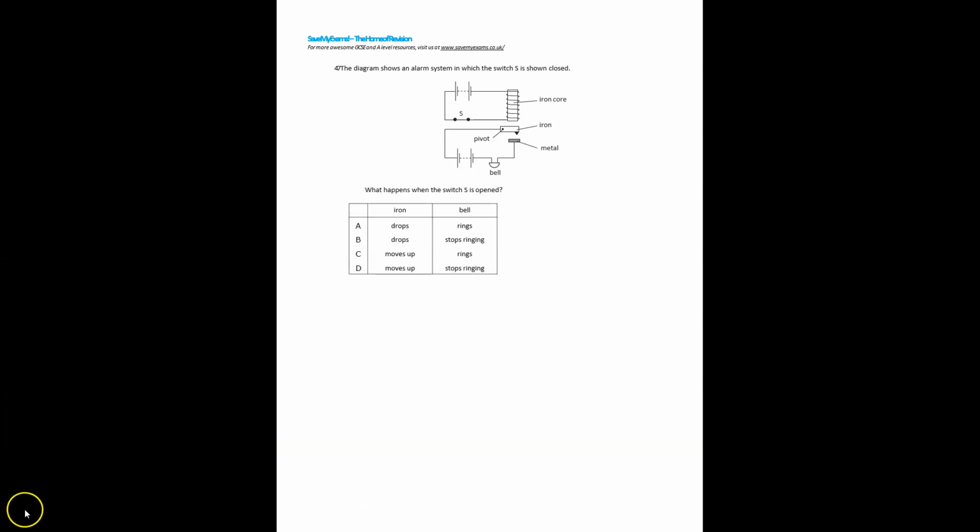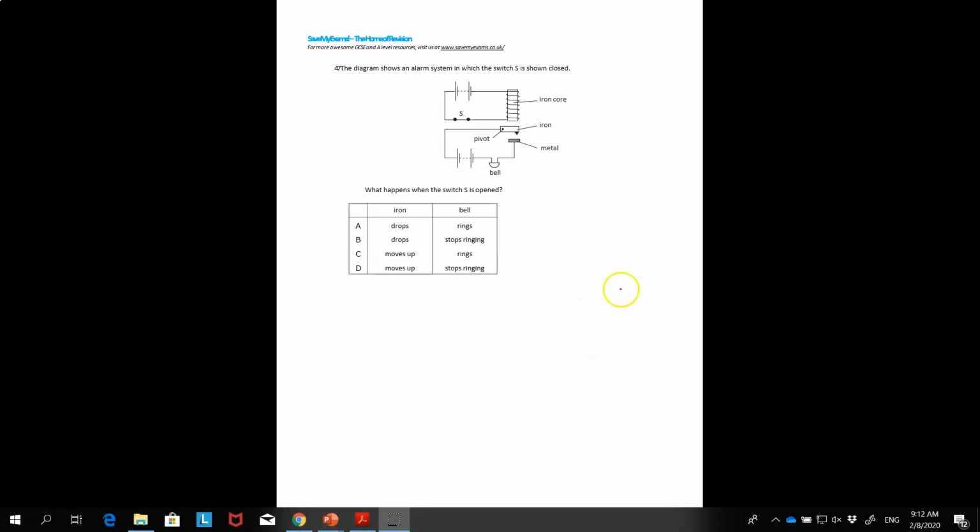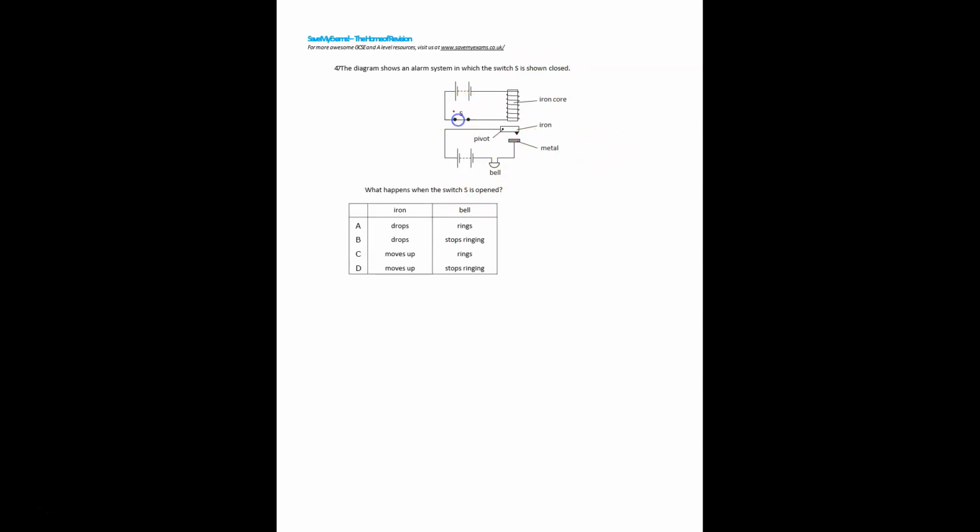Okay, question number 47. The diagram shows an alarm system in which the switch S is shown closed. Where is switch S? Here. Switch S is closed. So what happens when the switch is closed? The circuit is completed. So current flows through the solenoid, and inside the solenoid there is an iron core.